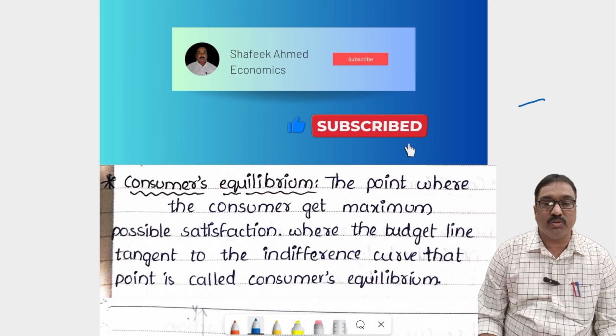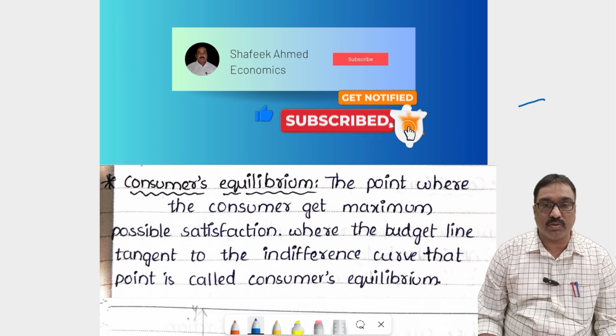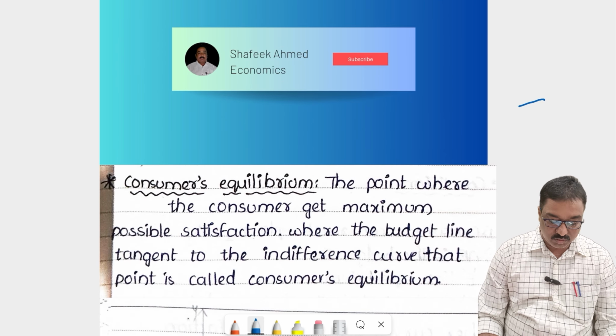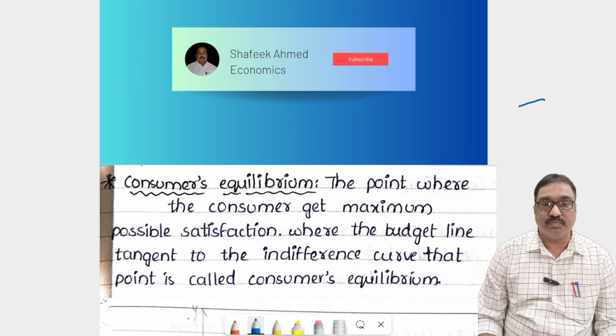Today also I'm going to discuss one important topic: how the consumer gets equilibrium, consumer's equilibrium, with the help of the indifference curve. This topic is also very important for degree students.